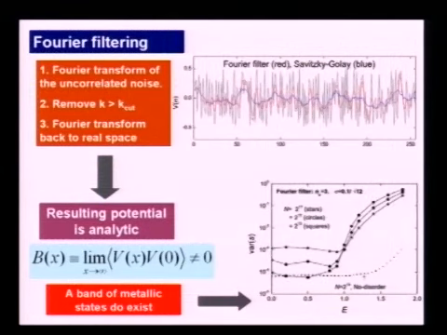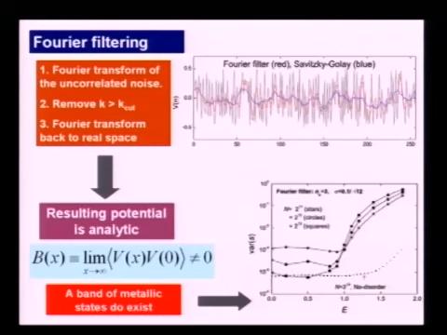Then the second thing we did was a Fourier filtering. The Fourier filtering was very simple. You take first the Fourier transform of uncorrelated noise, and now you remove any momentum bigger than a certain cutoff. Then you Fourier transform back to real space. In principle, the resulting potential will be just a sum of sine and cosine functions, so it will be analytical. You can see it here, these are the red lines. Also, obviously, the correlations essentially will be constant.